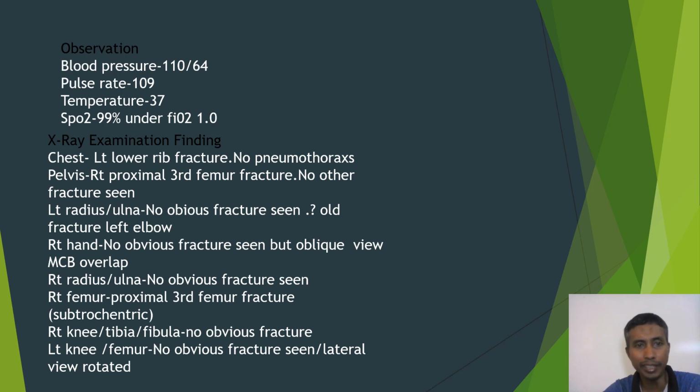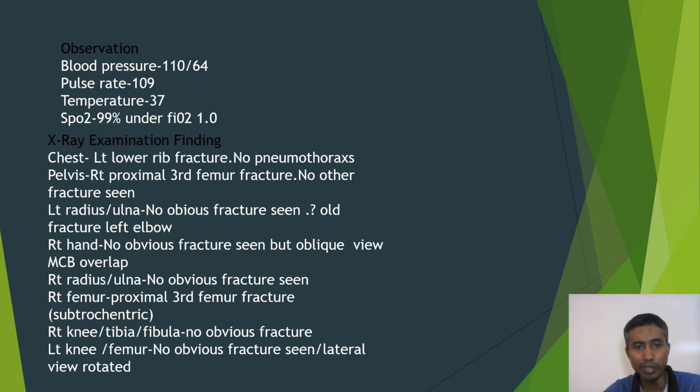X-ray examination findings. Chest: left lower rib fracture, no pneumothorax. Pelvis: right proximal third femur fracture, no other fracture seen. Left radius and ulna, no obvious fracture seen. Left elbow, no obvious fracture. Right hand, no obvious fracture seen, but on oblique view the metacarpal bones overlap.